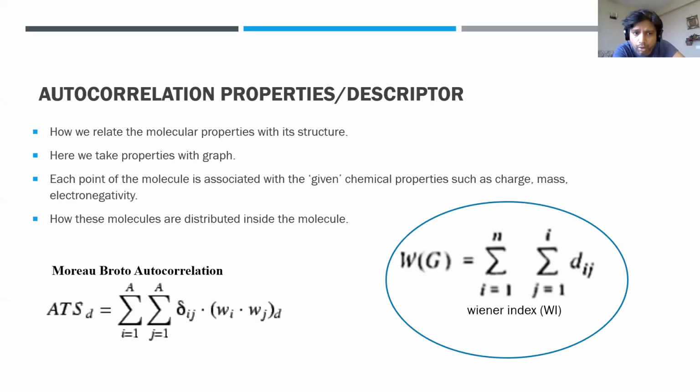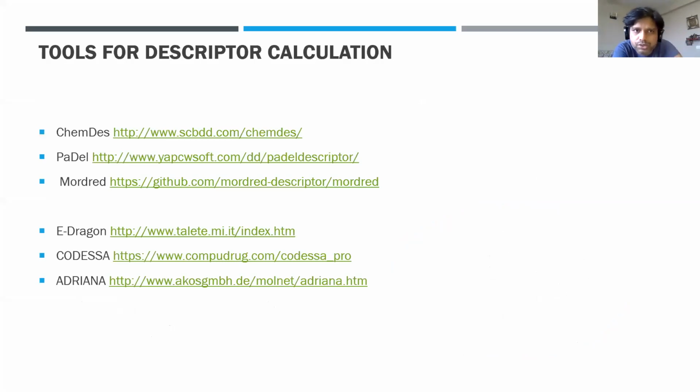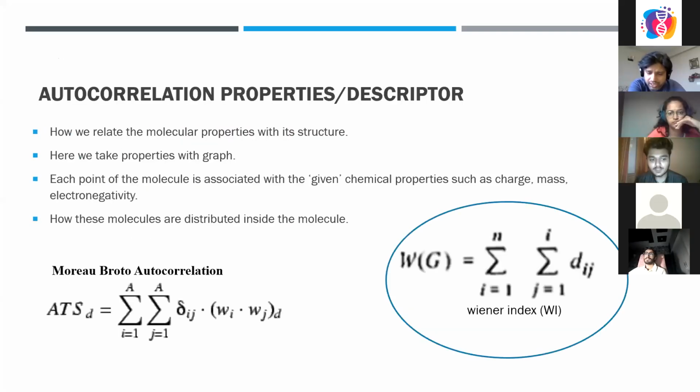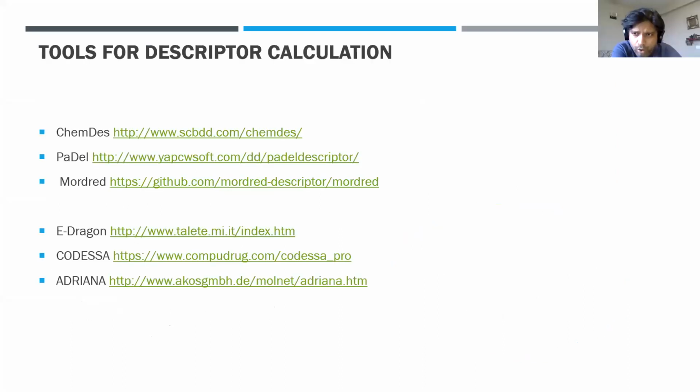Now, tools for descriptor calculation. This is the logic I just explained, or if you want to design your own descriptor, how you can design it. But there are many tools available like ChemDes, Paddle, Moderate. These are tools that need your chemical molecule, and then they can calculate 100 to 1000 different descriptors, 1D, 2D, 3D. So in the hands-on session, we will use Paddle.